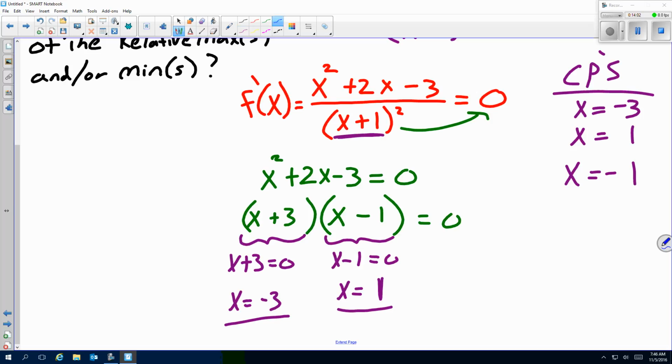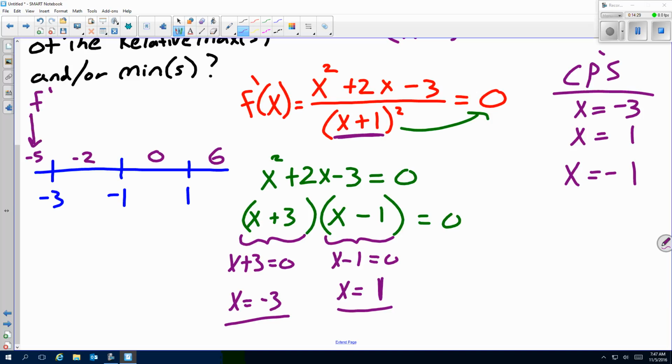Let's take our critical points and make a number line. I should have had a negative 3. How about a negative 1? And maybe a positive 1. And let's pick some numbers around these. I'm going to go with maybe like a negative 5, a negative 2, probably a 0, and then maybe a 6. Something on the right side. And we're going to plug these points into what? We're plugging these points into my f prime because we want to analyze the slope.